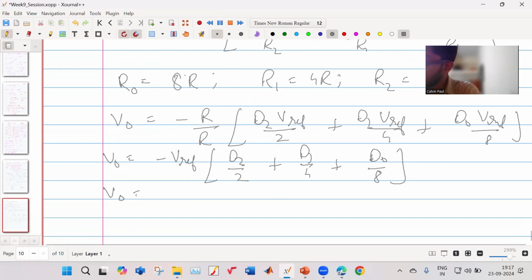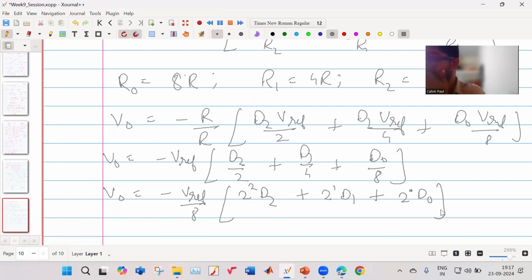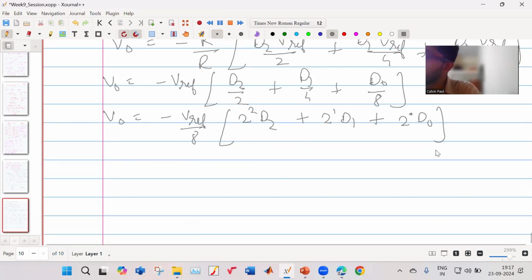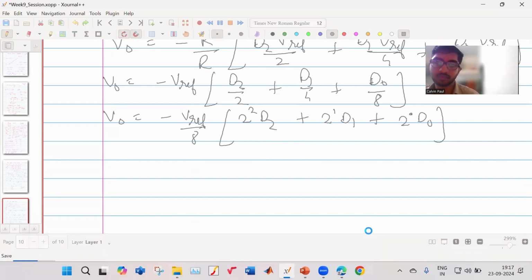Or your V0 is equal to minus Vref upon 8 into 2 raised to 2 D2 plus 2 raised to 1 D1 plus 2 raised to 0 D0. Okay. So again, by setting suitable values of D2, D1, D0, I can get an analog value. I can get an analog voltage.